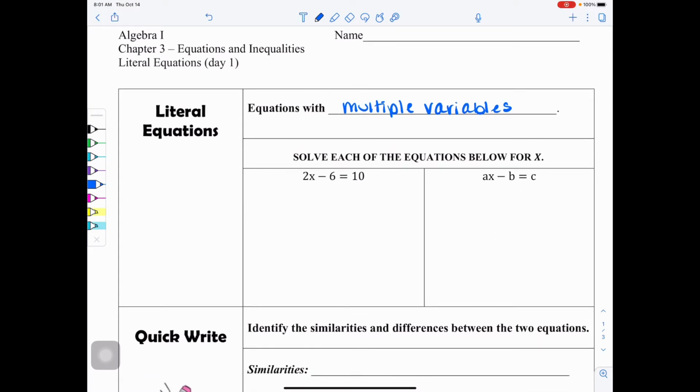So I'd like you to take a second, pause the video, and solve the equation on the left. When you're done solving that equation, you can resume the video to check your answer.